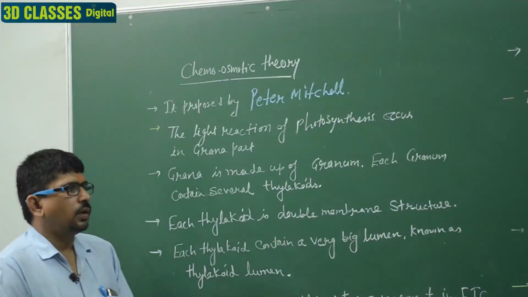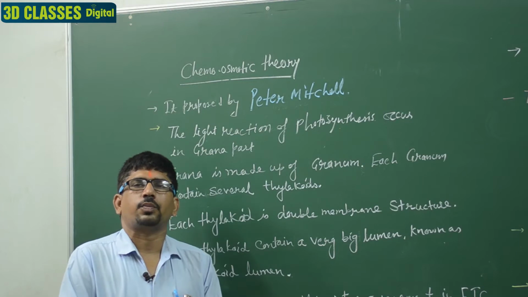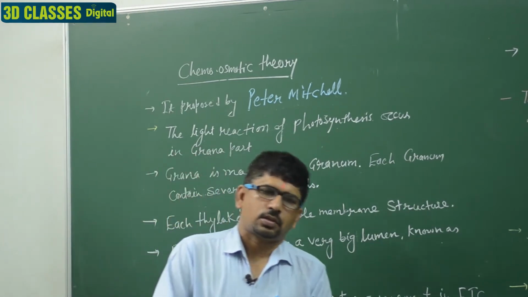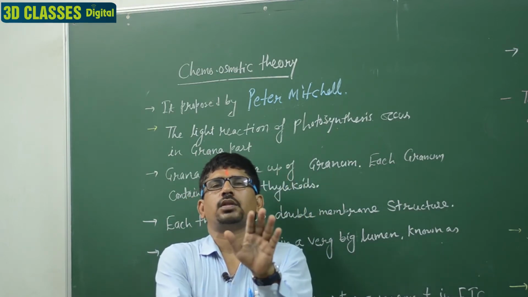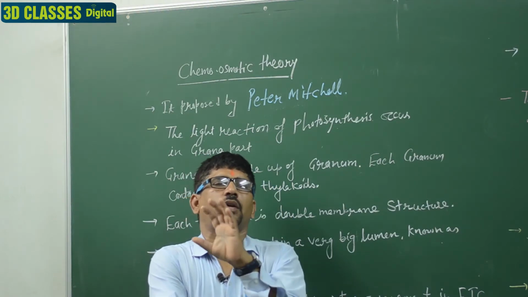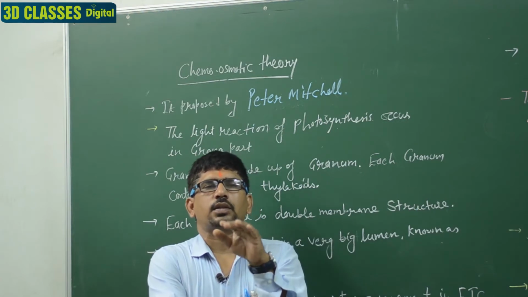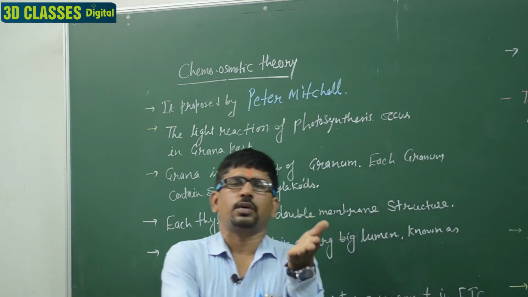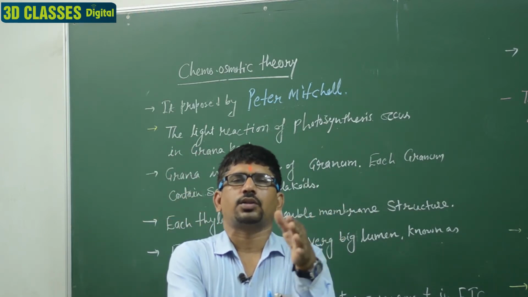So students, today we discuss the last topic of this chapter, photosynthesis. We discuss photosynthesis in different parts. First, the definition of photosynthesis. Second, we discuss the history of photosynthesis. Third, the mechanism of photosynthesis: light reaction and dark reaction.